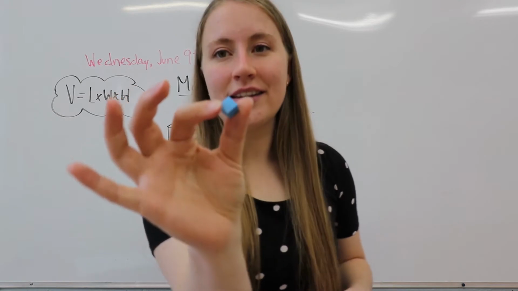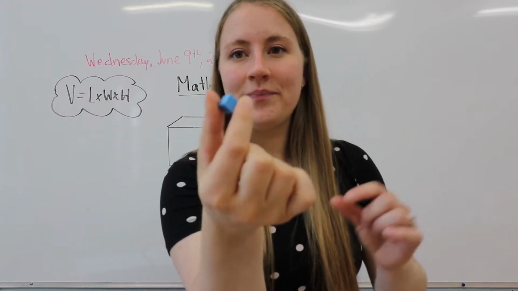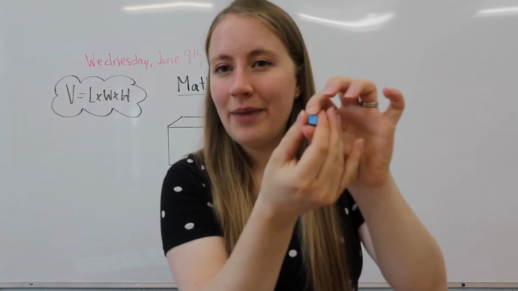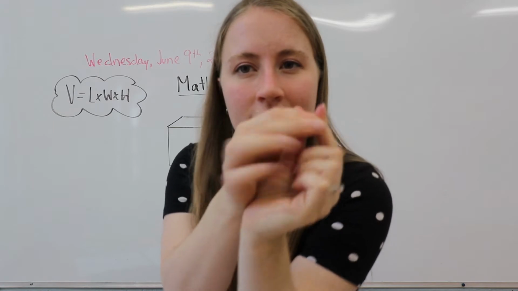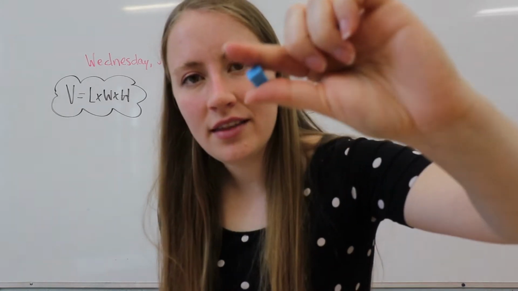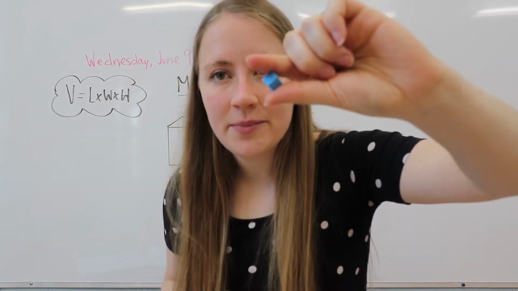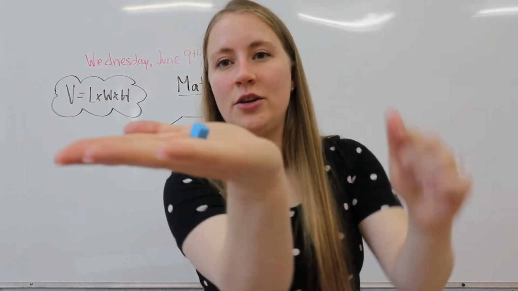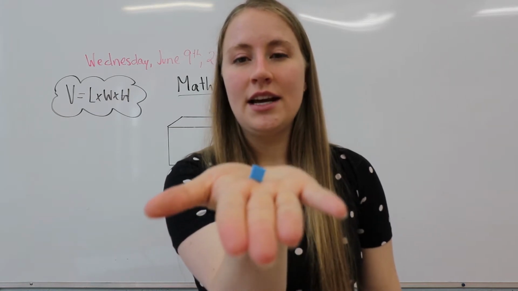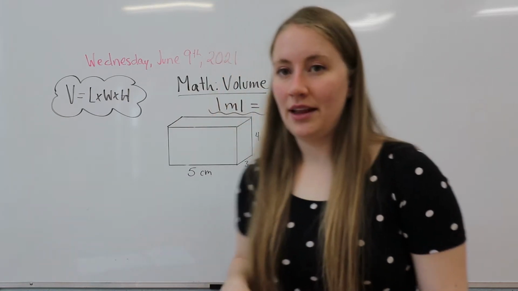So here I have my little 1 centimeter cubed cube, right? So if we were to take this and make a watertight container exactly this size and fill it with water, this would be worth 1 milliliter, okay? This cubic centimeter, 1 centimeter cubed, equals 1 milliliter, okay?